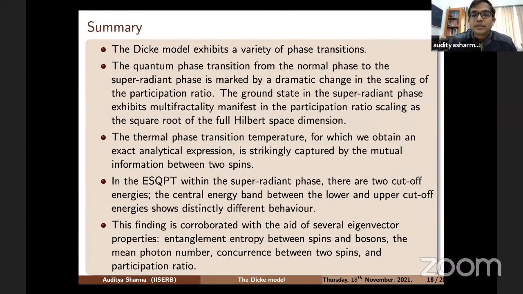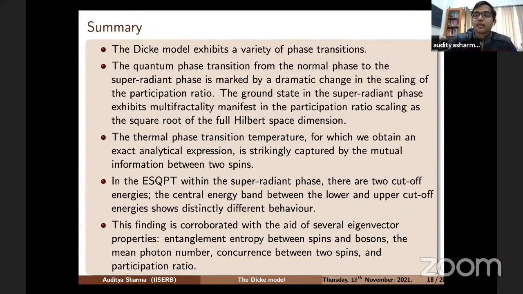And so we show that, in fact, this is very nicely captured by a study of mutual information between any two spins. So there is an ESQPT in the super radiant phase. So that's the excited state quantum phase transition. There are two cutoff energies which it's possible to discern, and the central band behaves significantly differently from the top band and the bottom band.